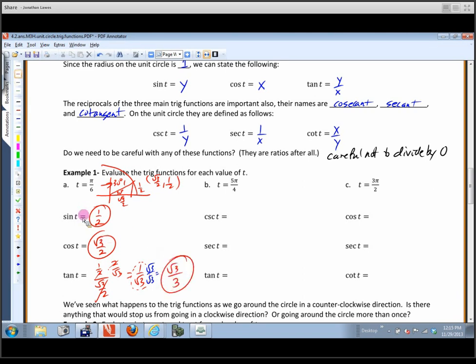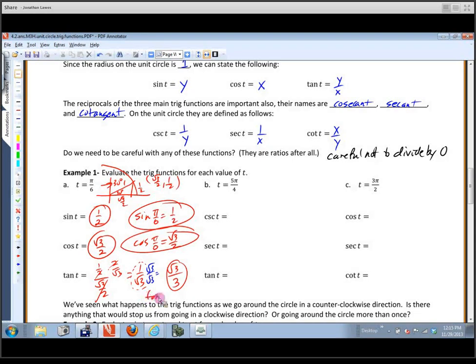So the sine of pi/6 is 1/2. The cosine of pi/6 is radical 3 over 2. Okay, and then I'll write this one down here to save some space. The tangent of pi/6 is equal to radical 3 over 3. Okay, all right. So let's do this next one.